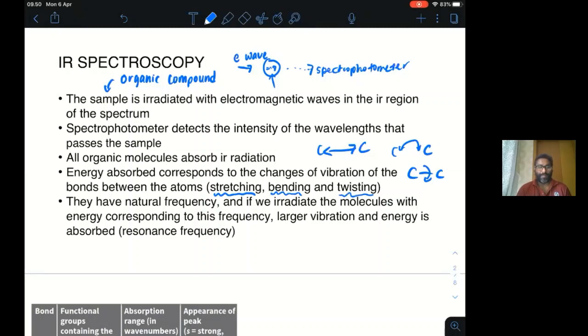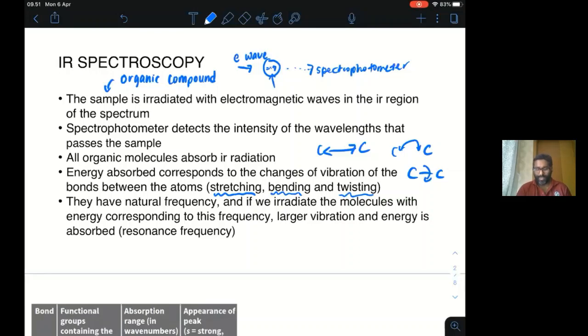These bonds have a natural frequency. If you irradiate them so that we reach the natural frequency, this is something you should have learned in physics: if you have something vibrating at its natural frequency, you can reach resonance. When you have resonance, the amplitude is the highest at that moment. So you get a larger vibration, more energy is absorbed, and we call it the resonance frequency.